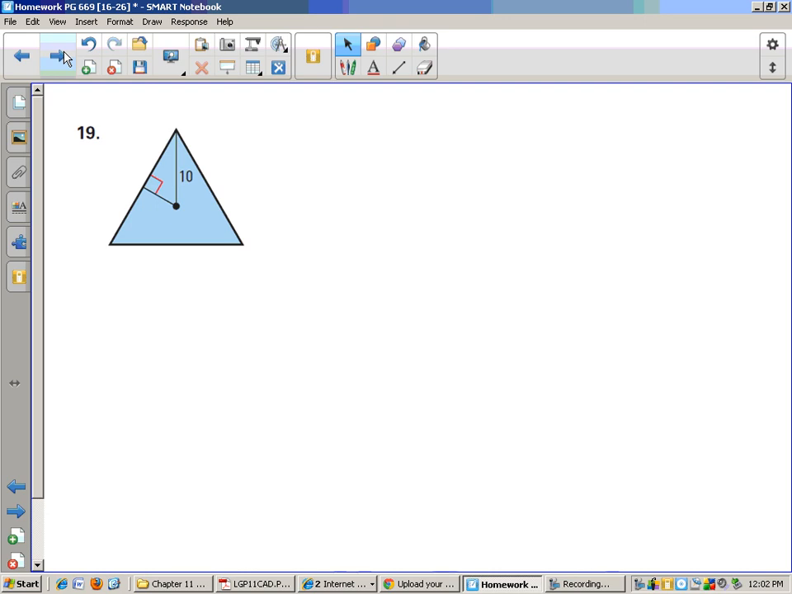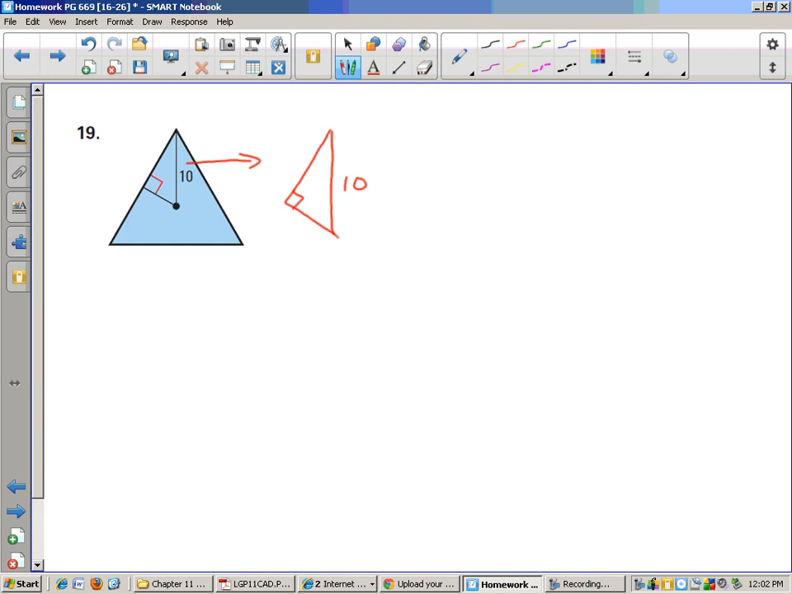So number 19 is a triangle again. But this time they only give us one side. So I'm going to pull this shape out. I'm going to pull this shape out again. And you guys want to get used to doing this. Pull these shapes out, and see if there's anything you know about this shape.